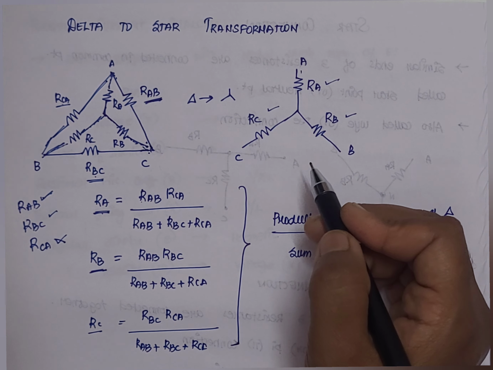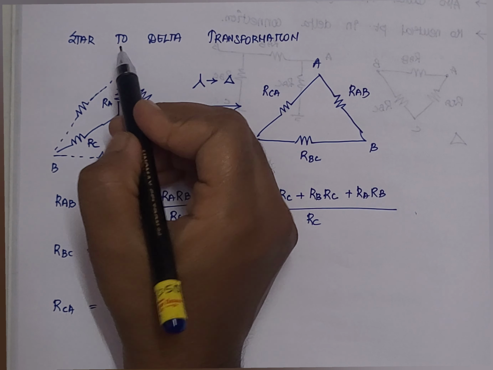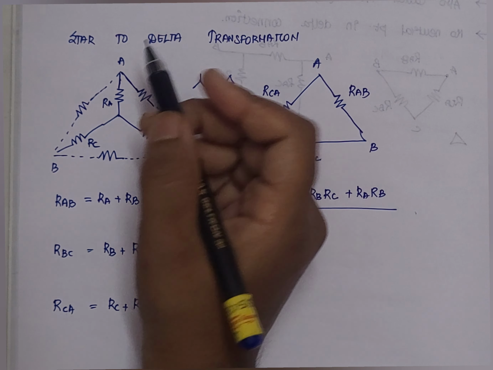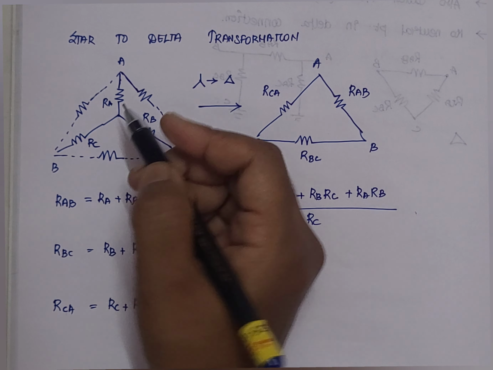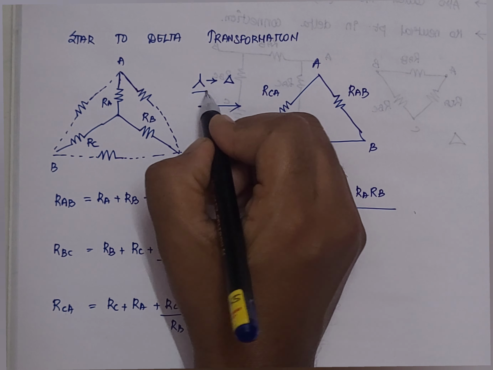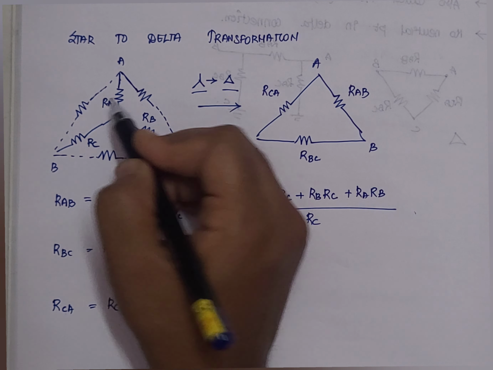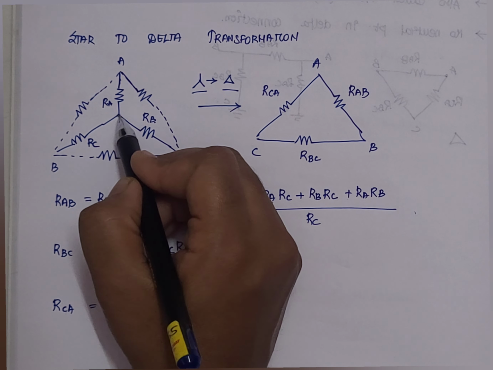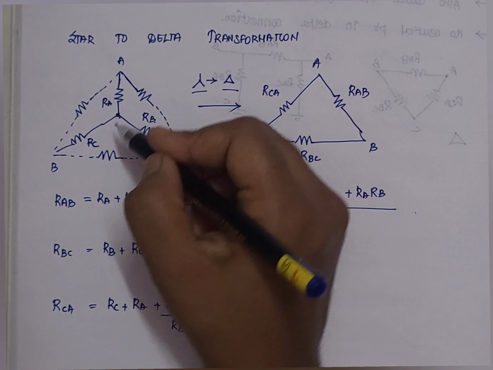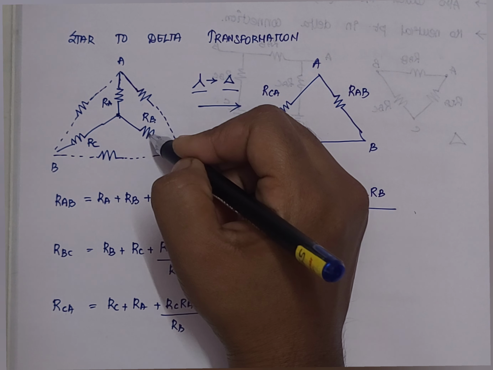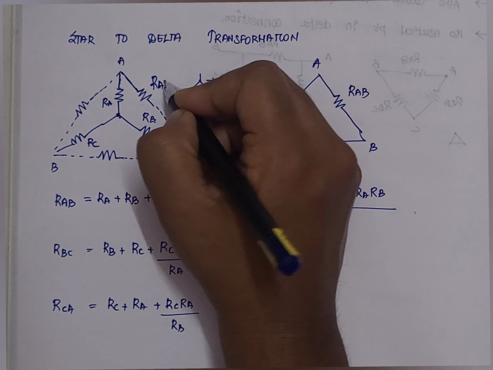Now let us see the next conversion, which is from star to delta. In star to delta transformation, we have a star in the circuit, and this star has to be converted into its equivalent delta. We have the star network with RA, RB and RC connected to a common junction point. When we are converting the star into delta, we have to combine these two resistors RA and RB as a single resistor, forming RAB.